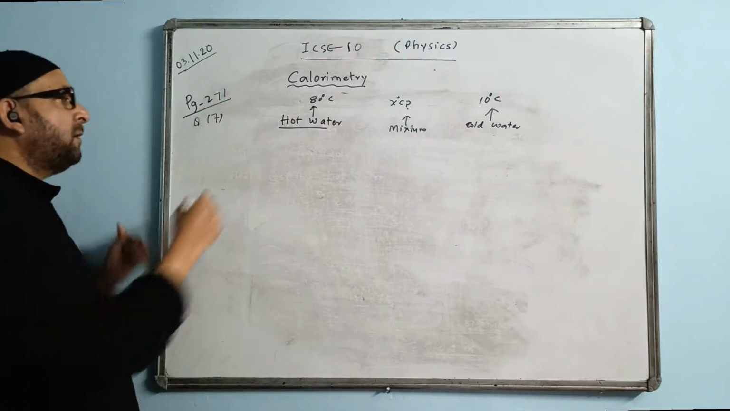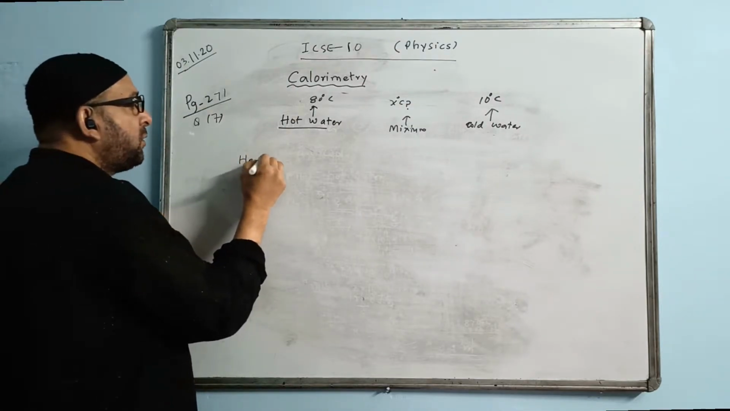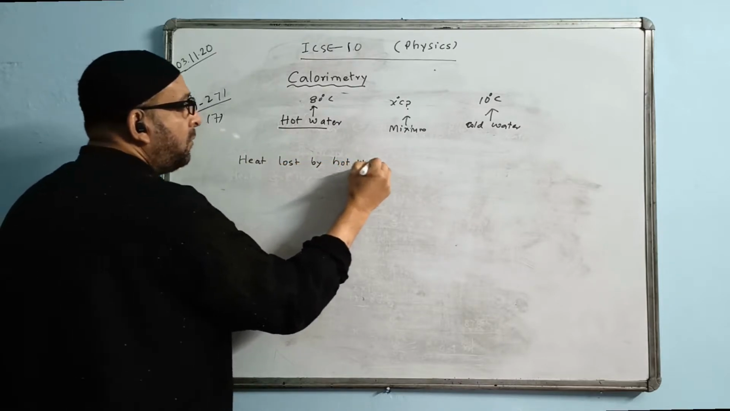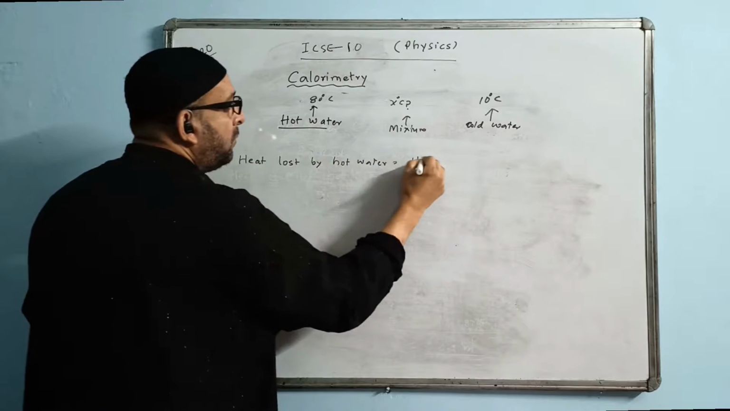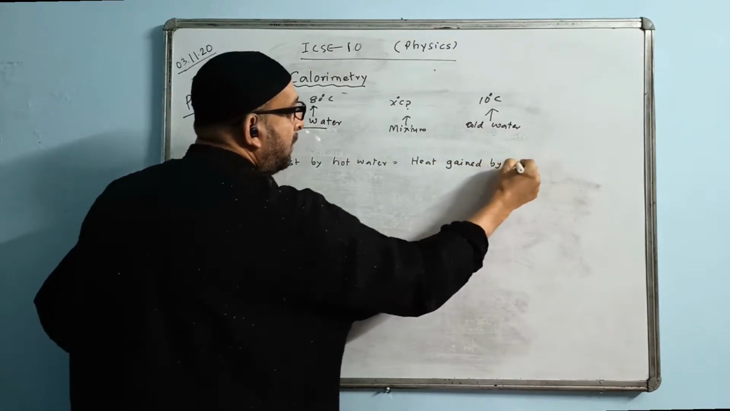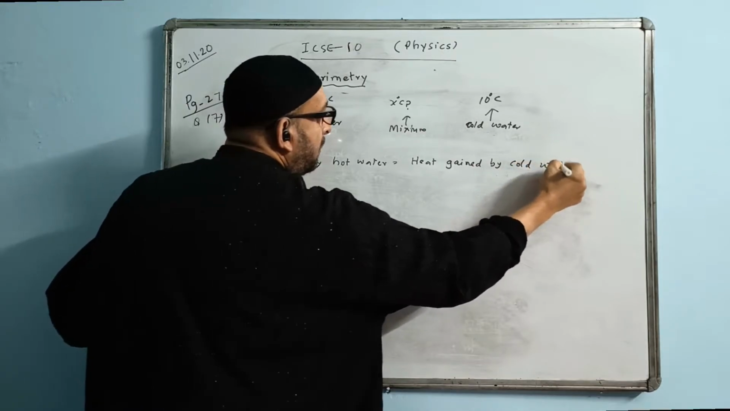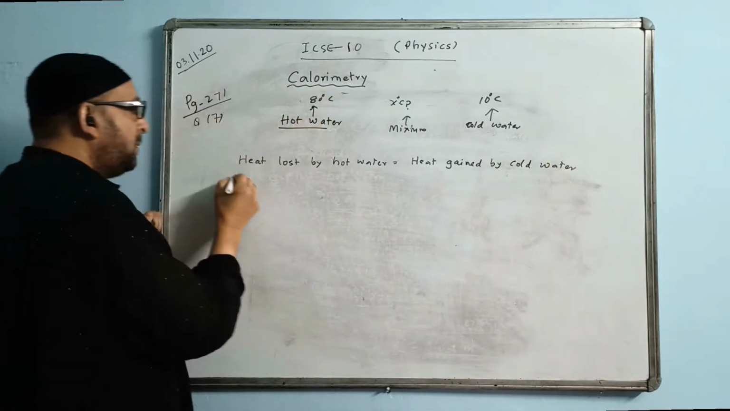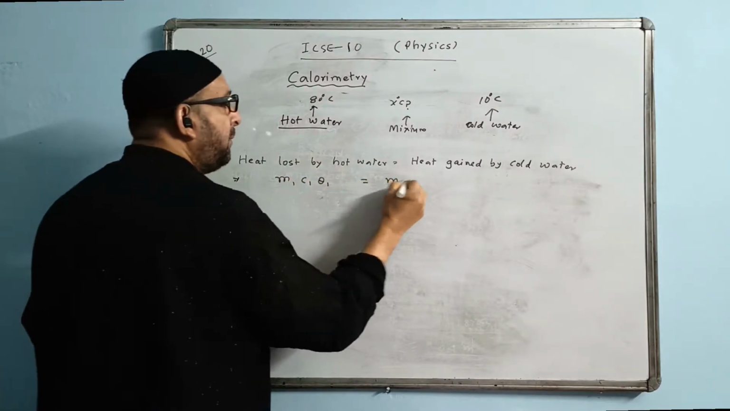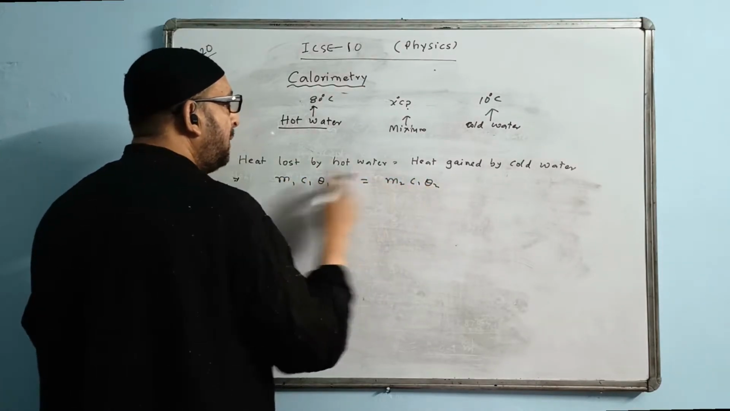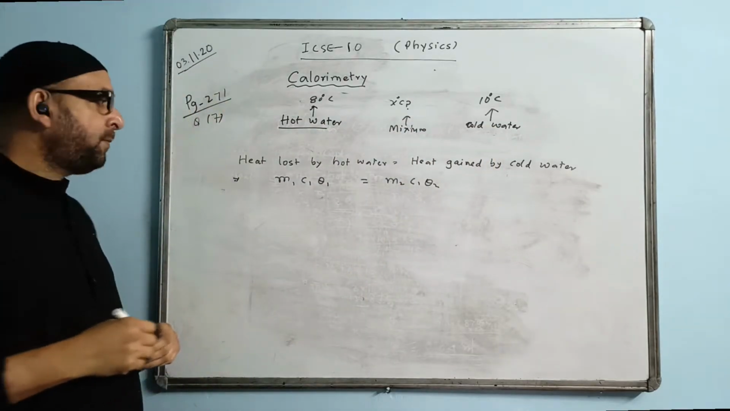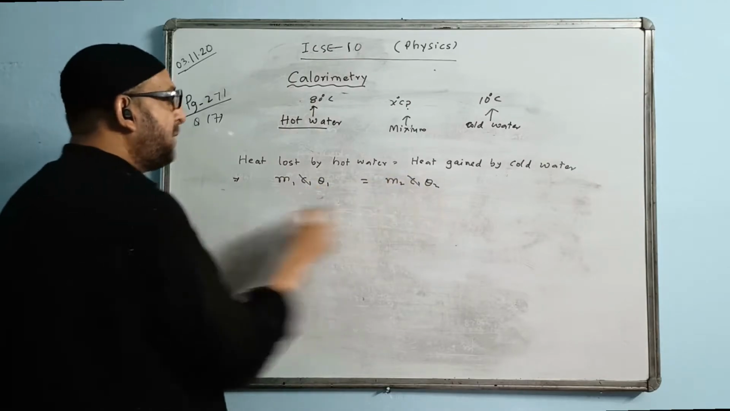And we do it the same way. We write here heat lost by hot water equal to heat gained by cold water. So I will be writing the same thing, m1, c1, theta 1. Here also write m2. I write c1 only because the water here is also water. The type of substance is the same, so we can cancel c1.